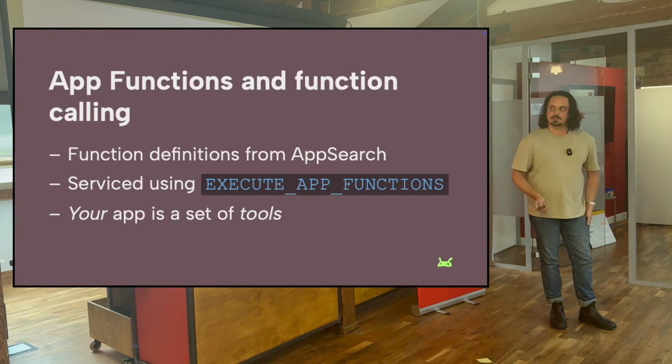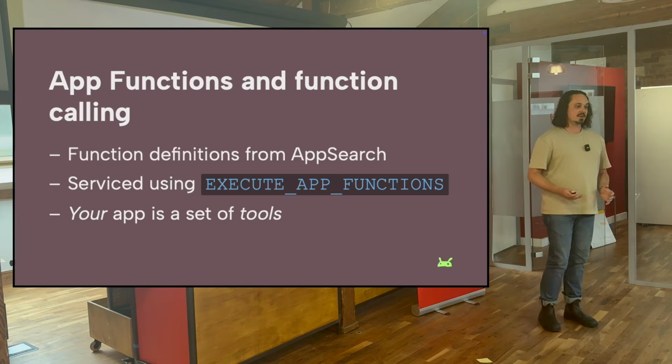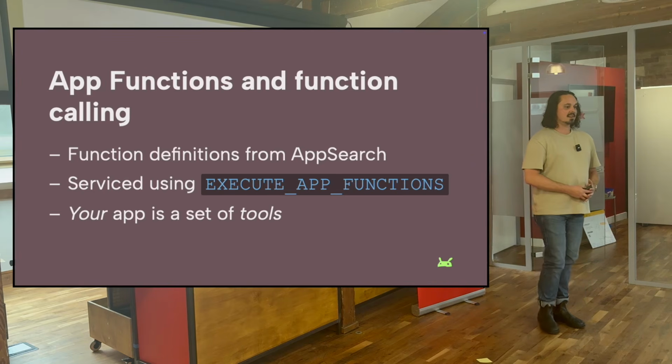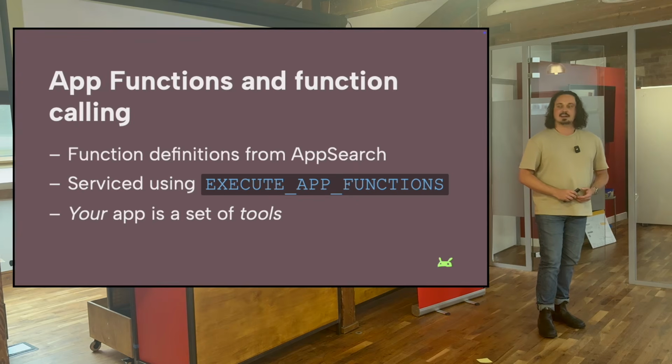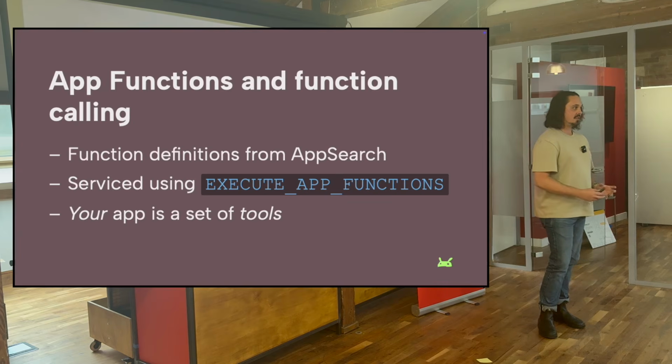So app functions fit into this function calling land pretty well. I mean, you can query function definitions from app search, and then if you have the right permission and you can access enough apps on the device, then all of a sudden, all of the apps on your device become tools that some LLM can talk to.